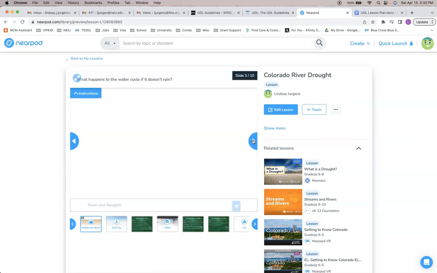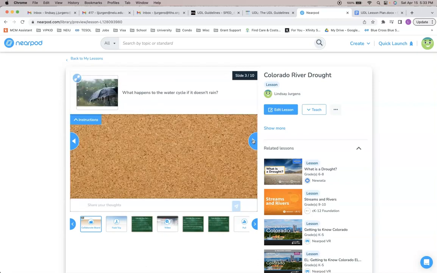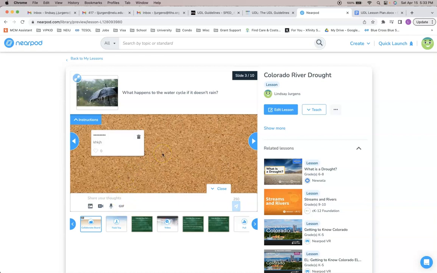The next slide is a collaboration board. So what happens to the water cycle if it doesn't rain? Students will share their thoughts here at the bottom, and then it will post as a post-it. You can either have students put their names up there, or it can be blank so that it's a little bit more anonymous. These collaboration boards are great because they develop reflection, which is under self-regulation and engagement. It also fosters collaboration and community, which is sustaining effort and persistence.